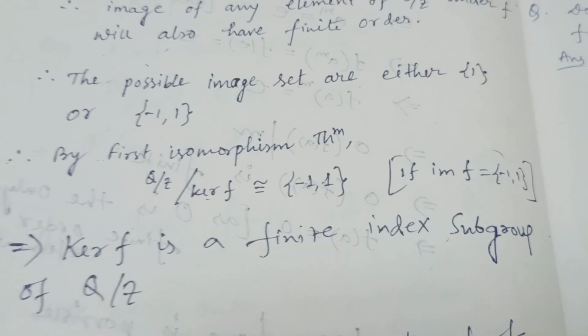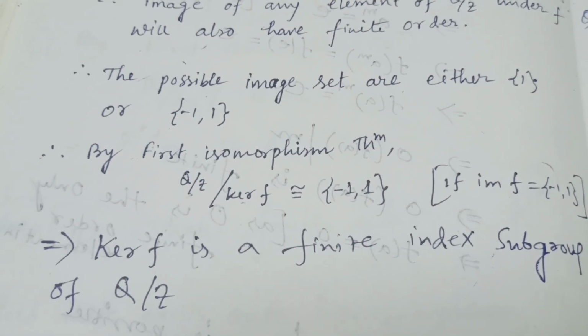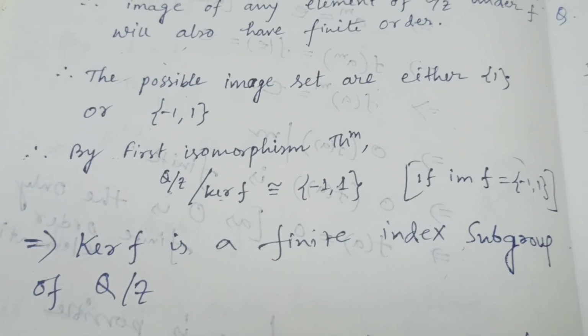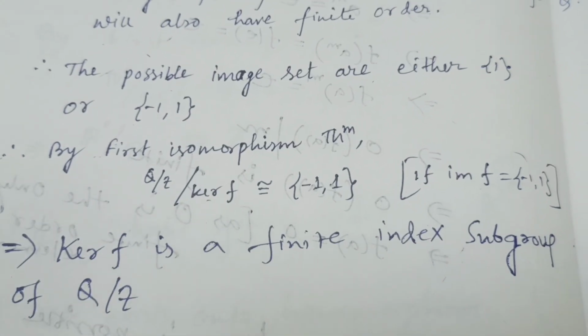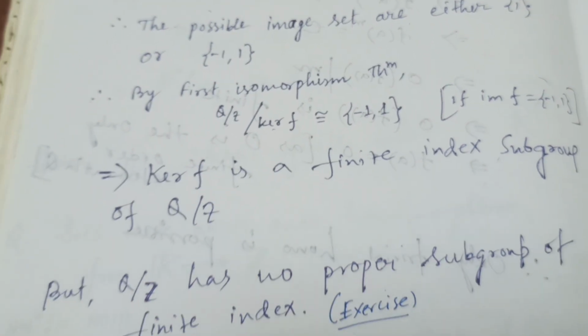which implies that the kernel of f is a finite index subgroup of Q/Z. Because, I mean, let's say H is a normal subgroup of G, and G/H is finite, so H has finite index in G. So here the kernel of f is a finite index subgroup of Q/Z.